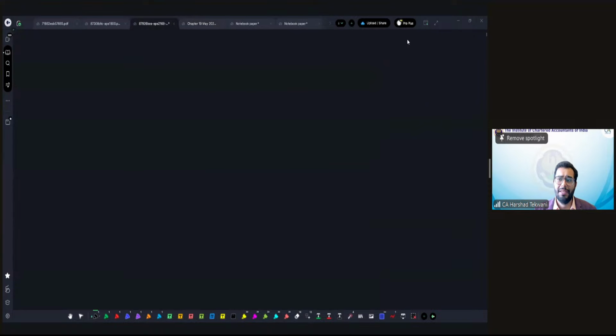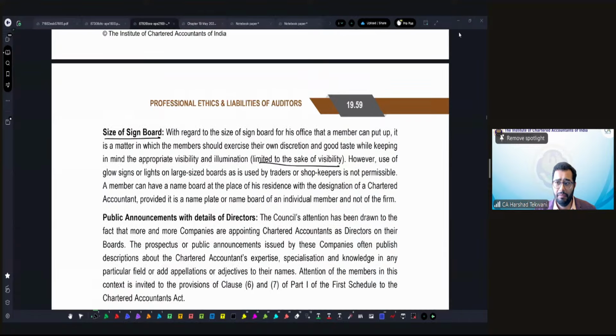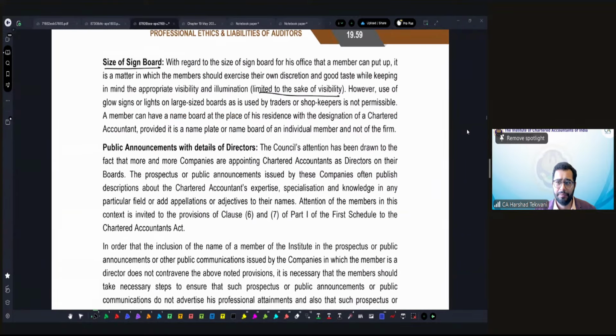So over there detailed logo guidelines are given. We will quickly go through them to cover these logo guidelines.